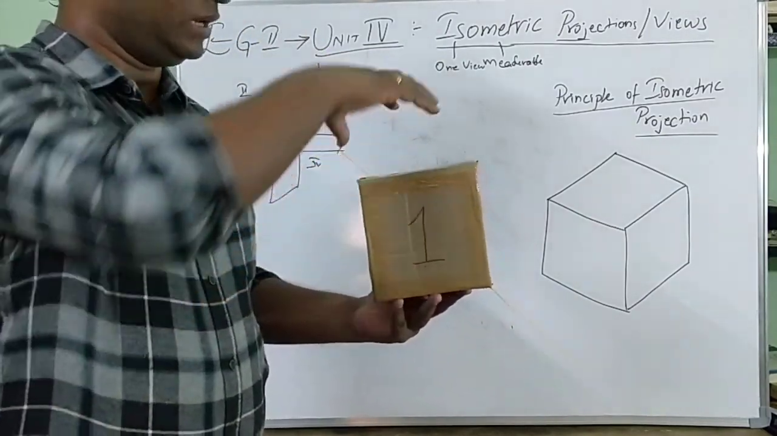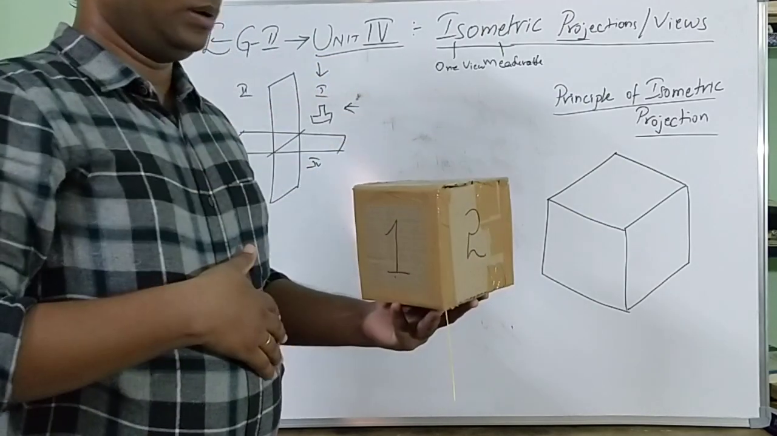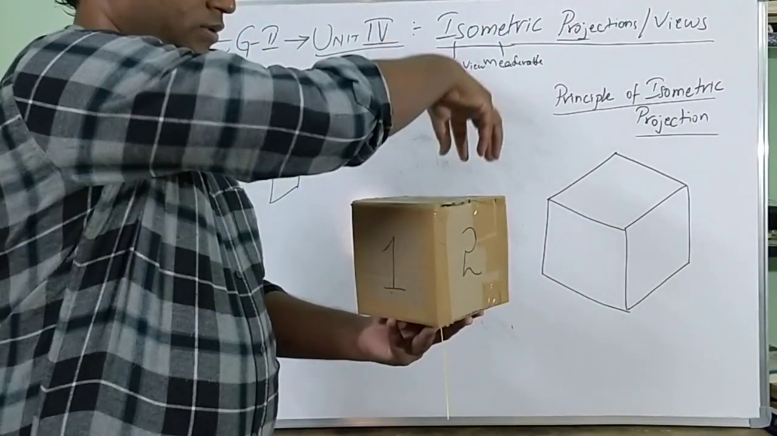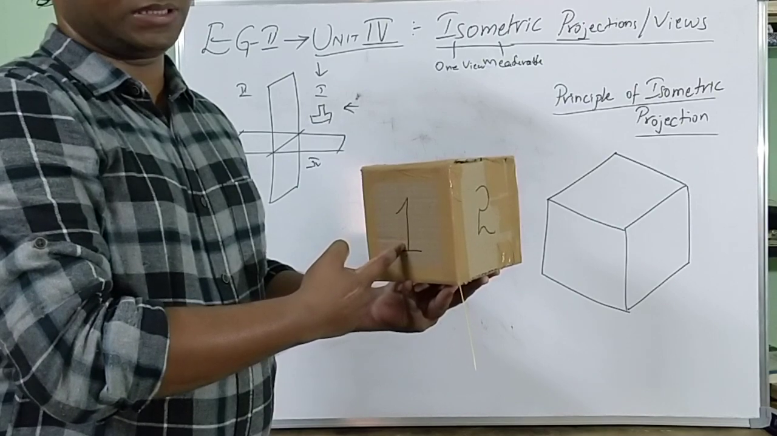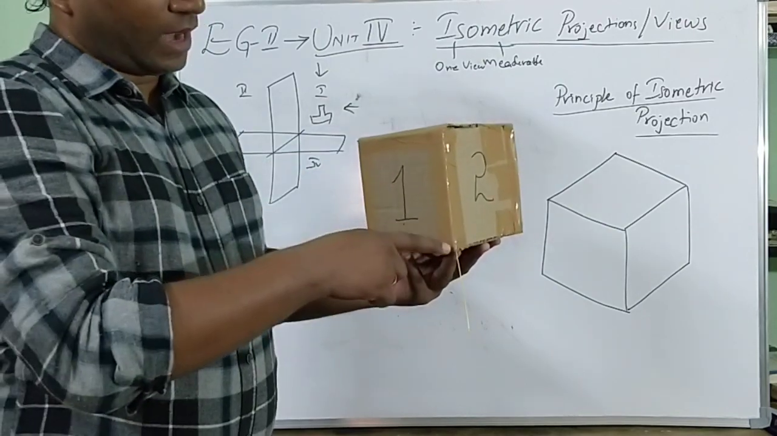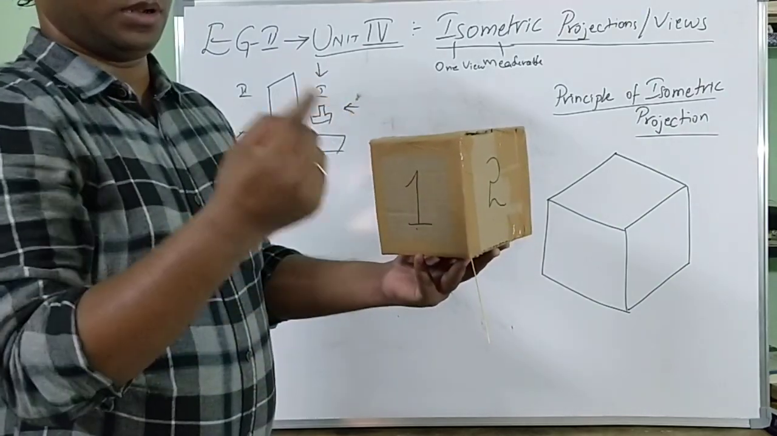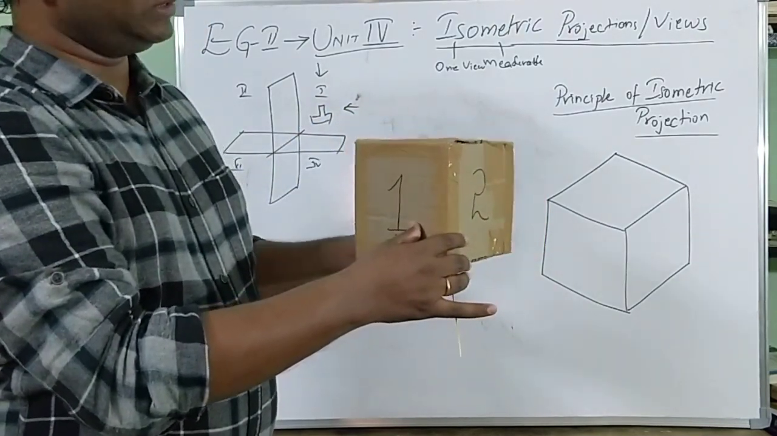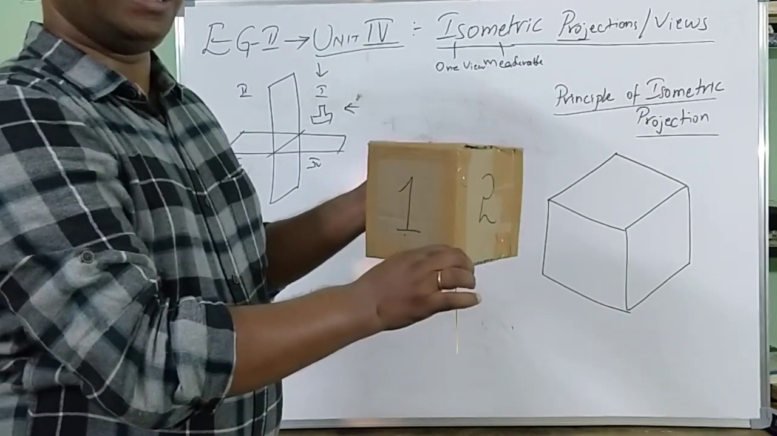Now the first condition is that I am taking this face like this. Now what is the location? The faces are equally inclined to VP. You can see the first face and the second face, the numbers 1 and 2. If you observe, I have a diagonal from the bottom corner to the top corner, which I have shown with the help of a stick, from this corner to this corner. From this position, I am supposed to make this diagonal line vertical.